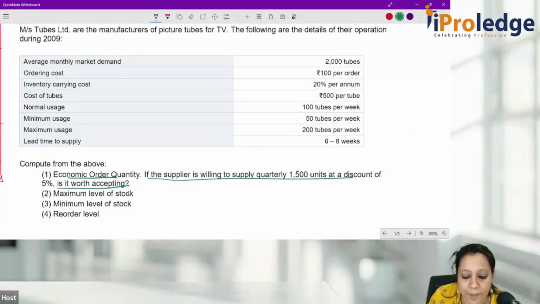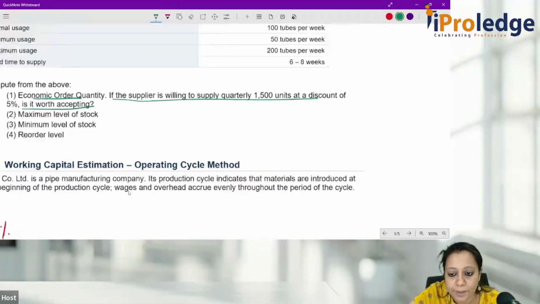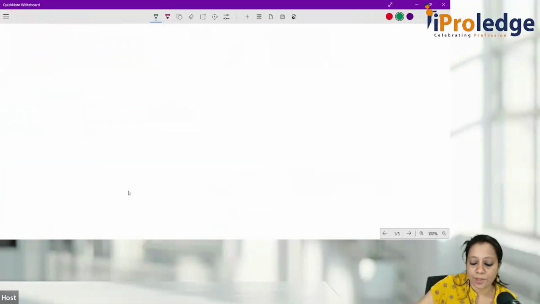We should understand. The mark weightage can be around 8 to 10 marks. If they are asking a 5-mark problem, accordingly, they'll reduce the size. Maybe they will not ask maximum level, minimum level, etc. If they are asking in the first question, they may ask the full thing. Okay, so now let us proceed to EOQ calculation.